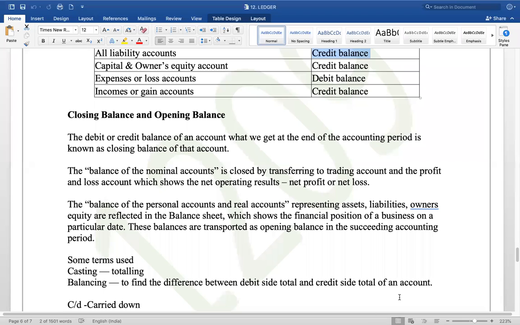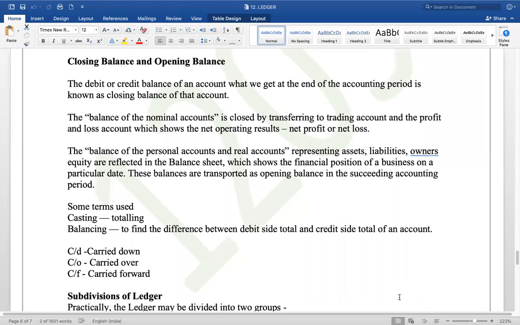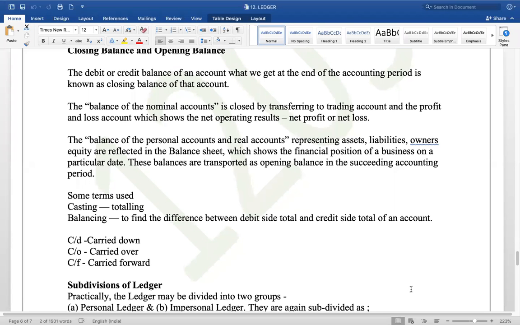Okay. All right. Next, closing and opening balances. We have already, I think, our friends have already read it. Once again, to reiterate, who will read it? Somebody? I will, sir. Yeah, please. Sabrina, yes, go ahead. Closing and opening balance.